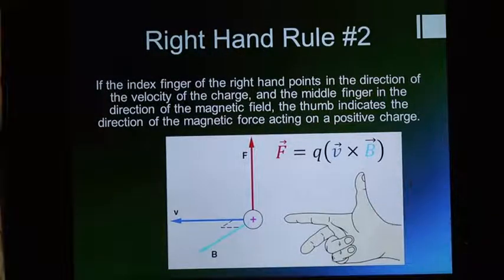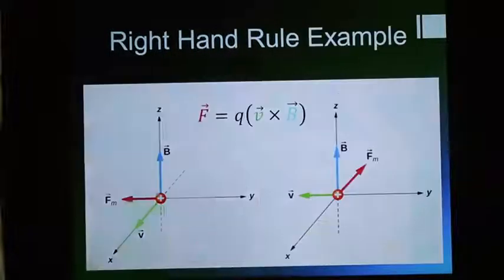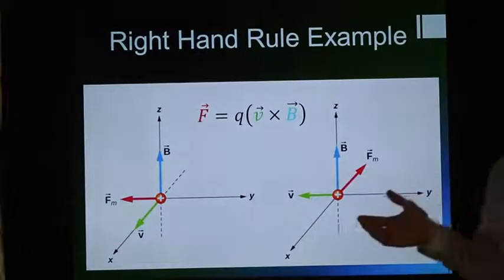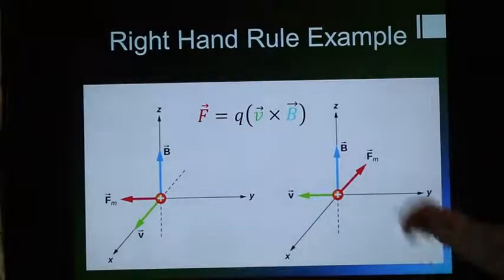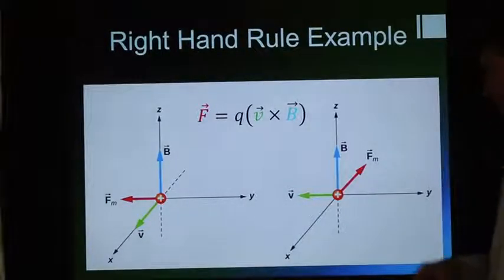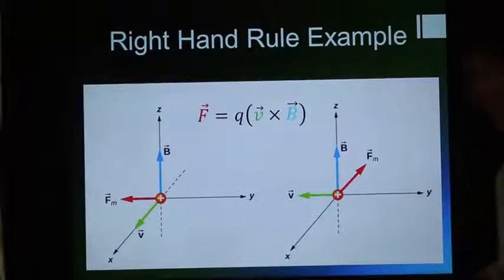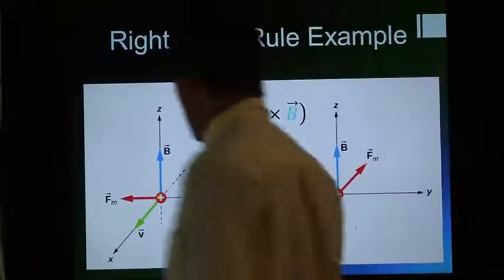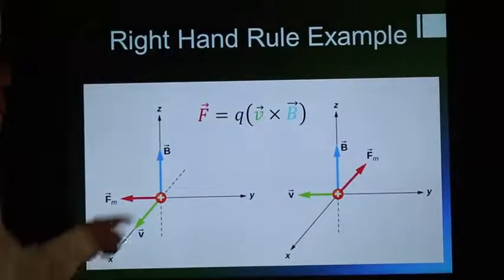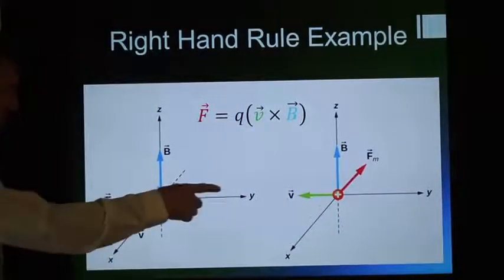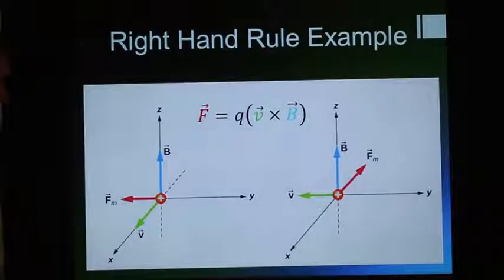Again, another variation of this right-hand rule. So just for some examples, let's say we don't know what direction the force is. The force is shown right here in red. Again, we're going to do V cross B. X is coming in this direction, Y is going in this direction, and Z is going upward.